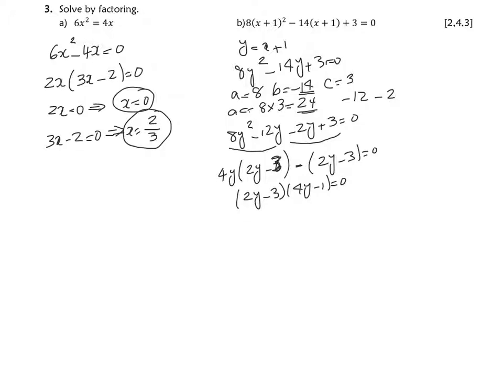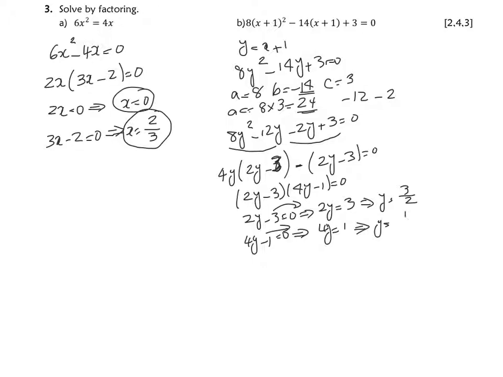Again, the product is 0, so either or both have to be equal to 0. So from the first one, 2y minus 3 is equal to 0, so 2y is equal to 3. I move negative 3 to the right. From here I get y is 3 over 2. The next one, 4y minus 1 is equal to 0. I move negative 1 to the right. I get 4y is equal to 1. So y is 1 over 4. These are the solutions for y.